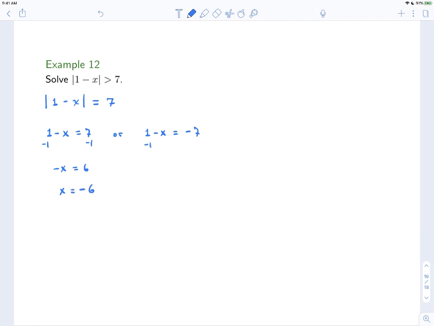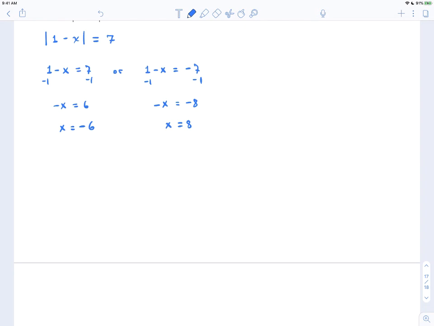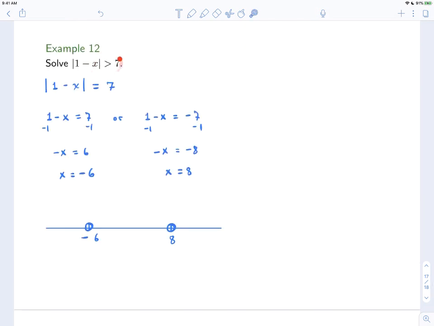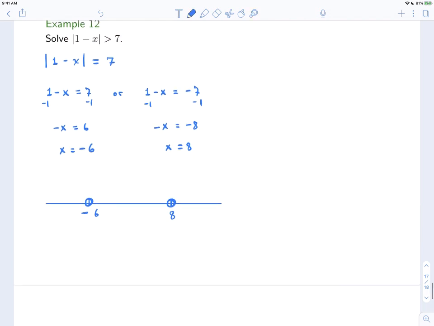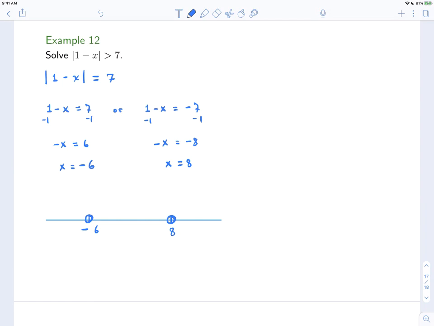Or the other option, again, we subtract 1 from both sides, and we'll have negative x is equal to negative 8. So that means x is equal to 8. So on a number line, we have negative 6 and positive 8, like so. And again, we're excluding the endpoints because this is a strict inequality. So we're going to exclude those endpoints. But now we just have to pick one point in each interval.